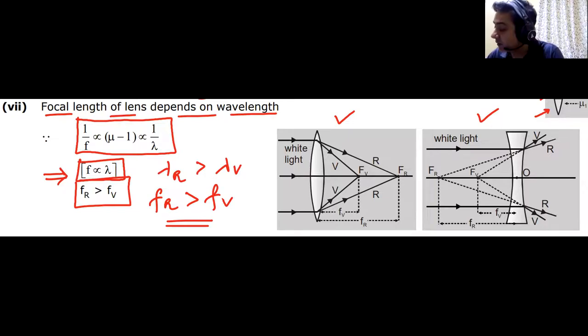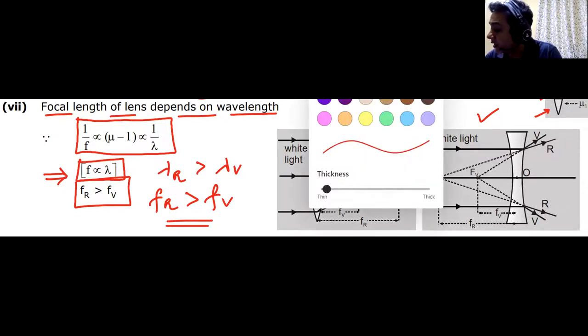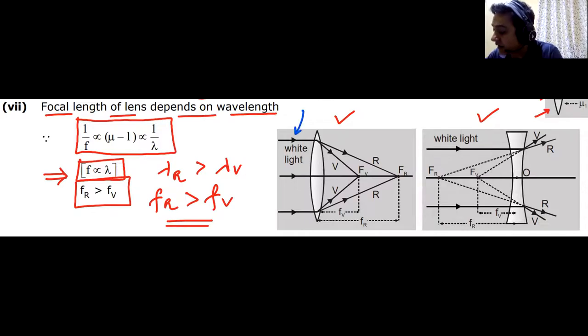So what do you see here? If you have a ray of white light, remember, it consists of 7 colors. If you have a ray of white light coming from infinity, for violet the focal length will be smallest. So violet light will be refracted at the nearest point, but for the red light the focal length will be highest. So the red light will be focused at the farthest point.